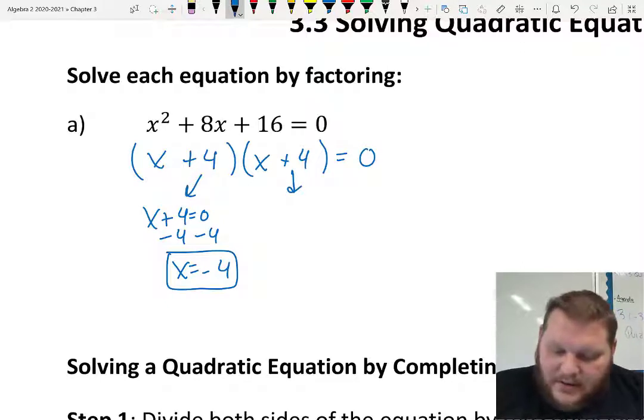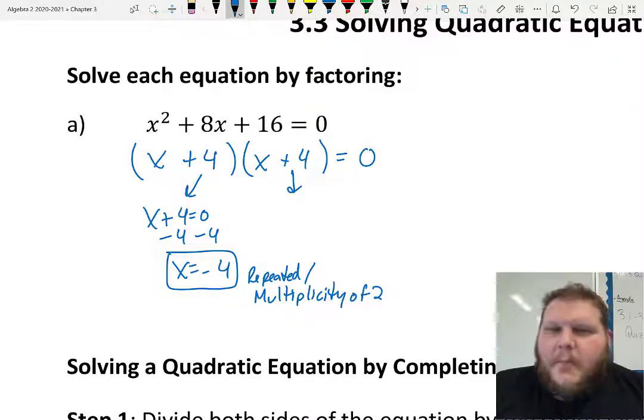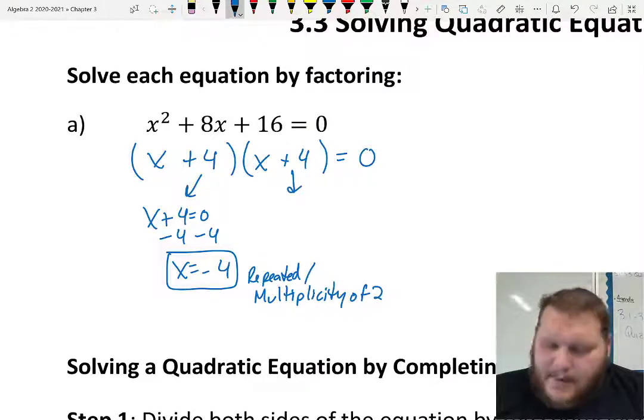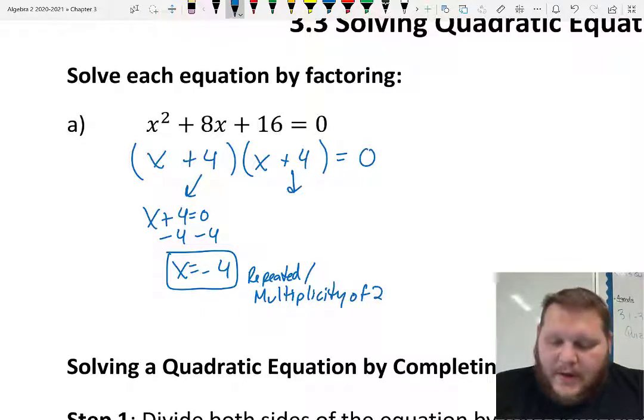Now, eventually, we'll say that this solution is repeated, or it has multiplicity of 2, but that's for later on down the road in chapter 3. For right now, as long as we understand how to get x equals negative 4 for a solution, which we should be able to because that's what we did in 3.1, that's all we're doing for these problems.